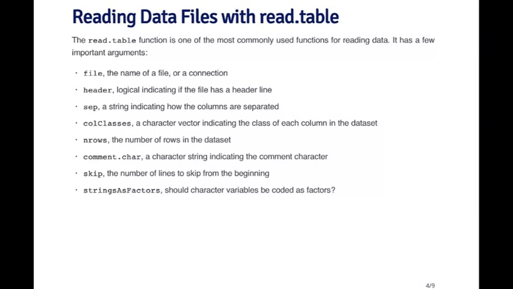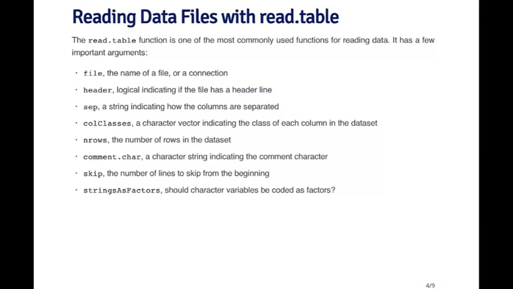comment.char is the character string that indicates the comment character. The default, for example, is the pound symbol, and anything to the right of that symbol is ignored. You can specify other characters to be comment characters, and lines of the file that begin with that comment character will be ignored. skip is the number of lines to skip from the beginning. Sometimes there may be some header information or some non-data region at the beginning of the file, and you want to skip right over that. You can tell the read.table function to skip, say, the first 10 lines or the first 100 lines, and then only start reading data after that.